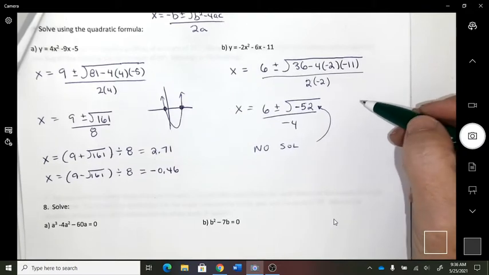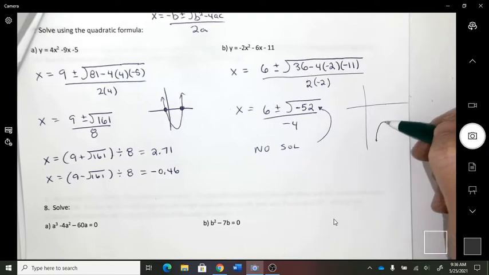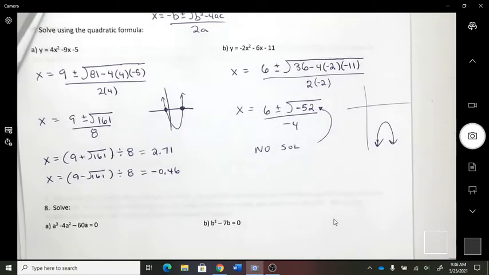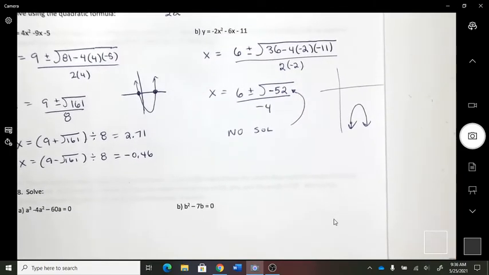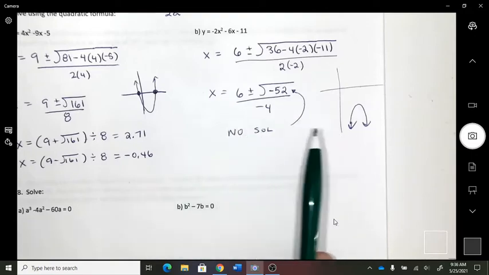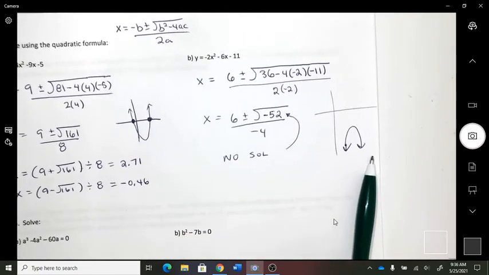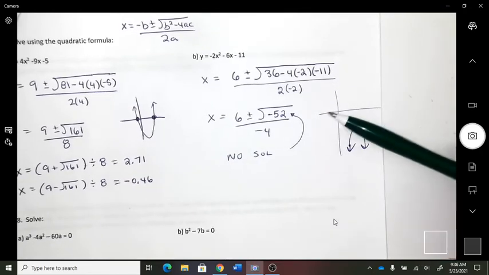What could this graph look like? Could be something like this, right? Something that's never hitting an axis. I mean, I could go into more detail and figure out where the vertex is and stuff, but I know it's opening down. I can see that quickly, and I just know that it's never going to cross the x-axis.